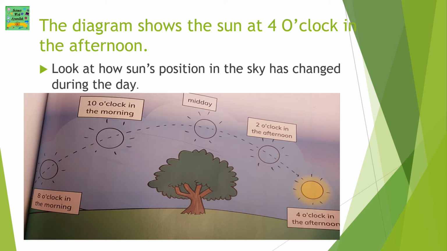The diagram shows the sun at 4 o'clock in the afternoon. Look at how the sun's position in the sky has changed during the day.